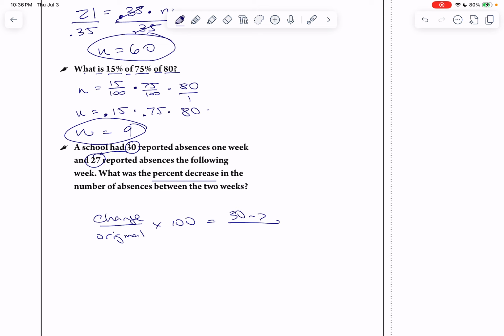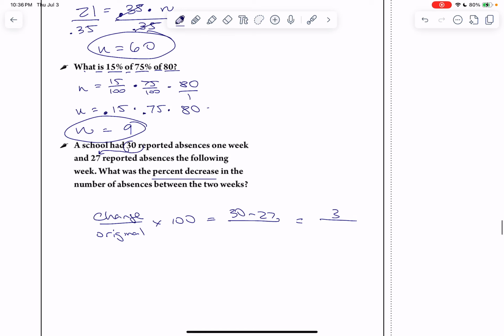30 minus 27 gives us a change of 3. What's our original? Well, we started at 30, and then the next week it was 27, so our original is what we started with. That's our 30. So put that over 30, and then we'll multiply that by 100. Again, this can be popped right into our calculator. 3 divided by 30 times 100. And there we go. We get 10. 10% is the percent decrease.